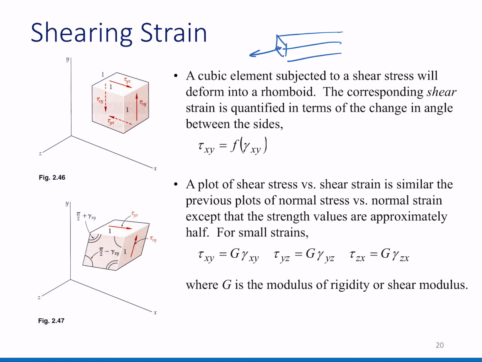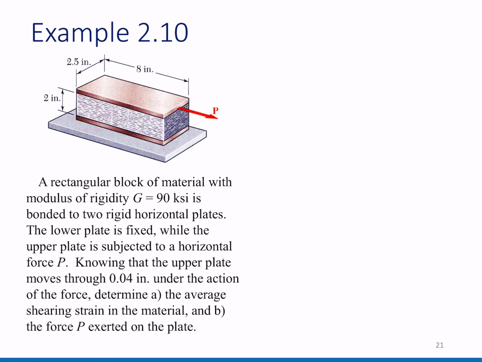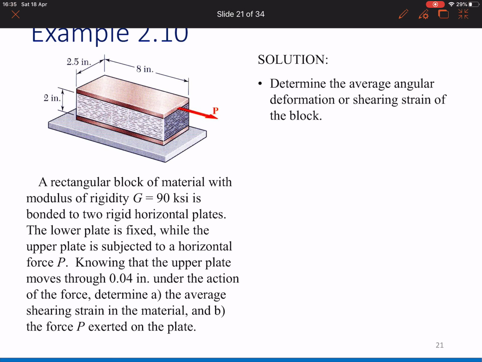So this cube is subjected to shear stress, and it will deform into a rhomboid like this, like a diamond shape, and the corresponding shear strain is quantified in terms of the change in the angle. So it's defined by the angles, and we call this the modulus of rigidity or shear modulus. How much it deformed by the shear stress. Okay, so let's stop.